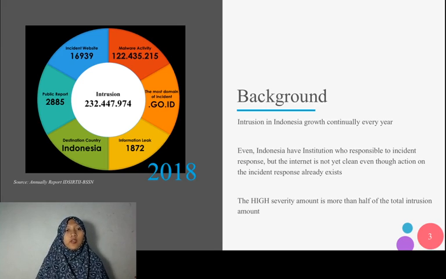And we can also see that malware activity is almost half of the total intrusion. So most of them have a high severity.